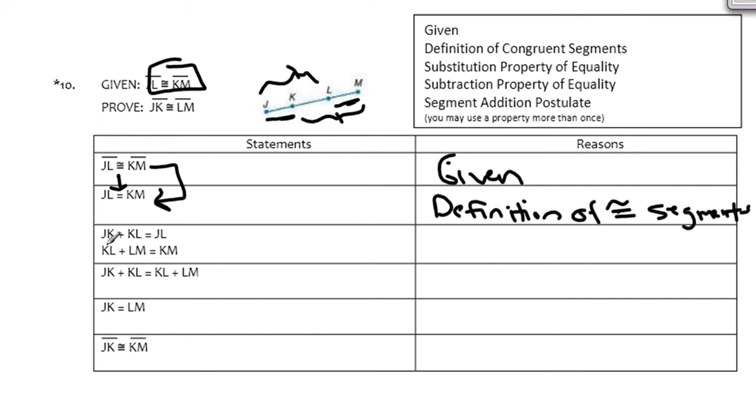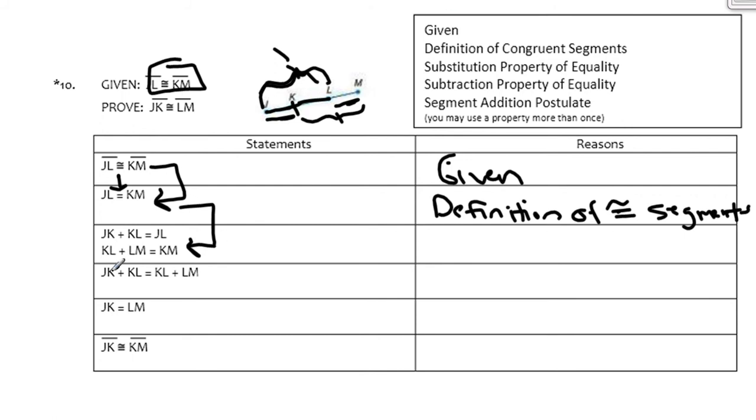All right. Next line isn't going to be a from here to here type of one, because this set of statements is going to have to deal with our picture. And it says that jk plus kl equals jl. Well, jk is here, plus kl is here, and we're saying that equals the whole thing, jl. All we're doing here is the segment addition postulate, where segment plus segment equals the whole segment.